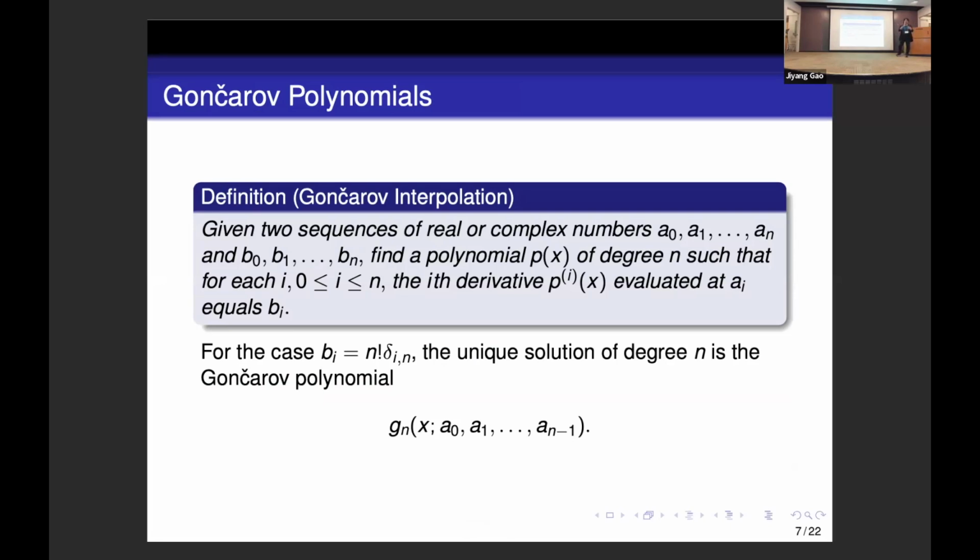Imagine it's on the real line. You take n+1 points, called a0, a1, up to an, and arbitrary fixed numbers b0 up to bn. What you want is a polynomial of degree up to n such that for this polynomial, you take the ith derivative, then evaluate at the point ai, and you want to get the value bi. Such a question always has a unique solution, and it's easy to notice the solution is linear in the b's.